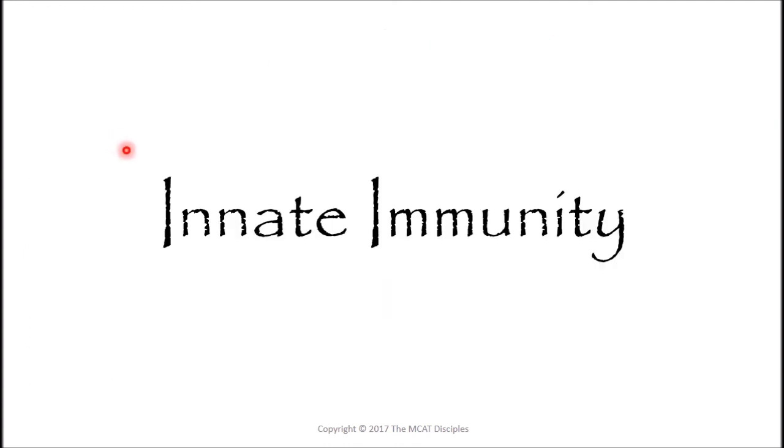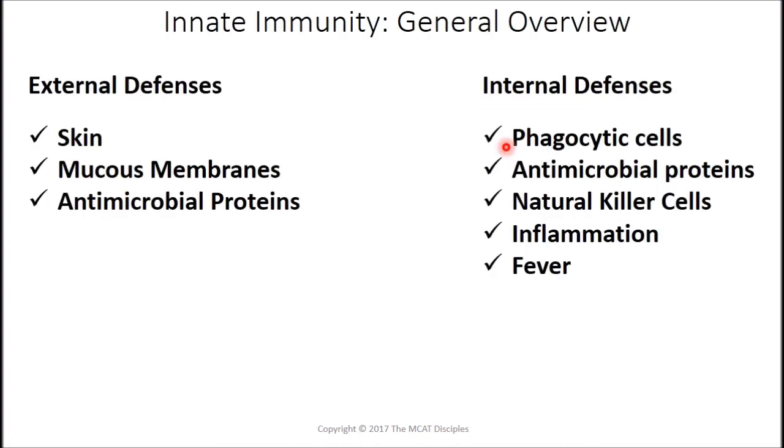All right, so now we'll get into innate immunity. Here's the general overview of the things that we're going to go through in terms of innate immunity. There are external defenses and internal. External, we're thinking skin, mucous membrane, and antimicrobial proteins. You don't need examples for skin or mucous membrane, I'm assuming. But antimicrobial proteins, we're going to talk about a few, such as interferons, defensins, cathelicidins, and complement proteins, for example. Internal defenses: phagocytic cells, antimicrobial proteins, natural killer cells, inflammation, and fever.